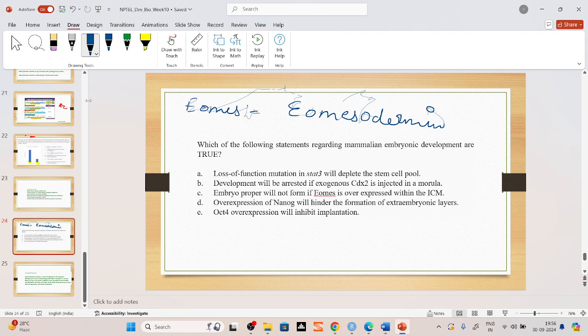Okay. Last option is OCT4 overexpression will inhibit implantation. Is it true? Certainly it is true. Why? Because OCT4 is a key molecule which is responsible for maintaining the pluripotency. And its overexpression can prevent the proper differentiation which is required for implantation. Specifically, it inhibits the trophoblast differentiation, which is necessary for the embryo to implant into the uterine wall.